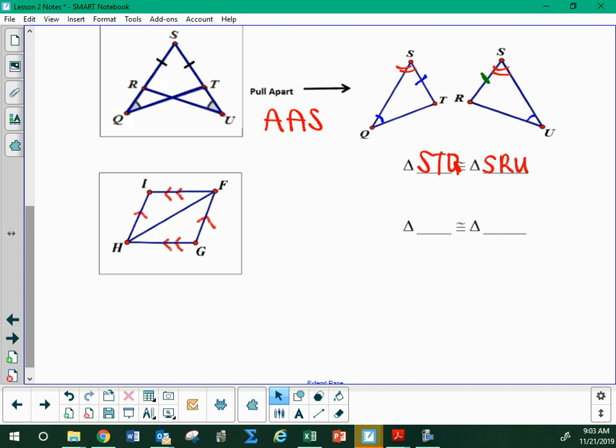All right, I want you guys to try this one because it's pretty similar to what we've done before. Decide what method, write your congruency statement. This one is the same. This line is shared by both sides. This will be all interior angles. So angle S. Okay.